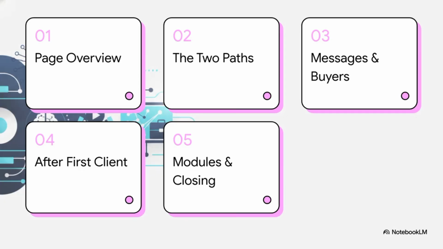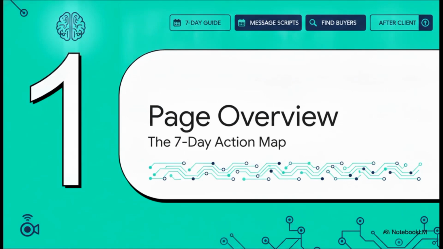Here's our roadmap for today. First, a quick page overview. Then, we'll explore the 2 paths available to you. After that, messages and buyers. Next, we'll look at what to do after your first client. And finally, we'll wrap the whole thing up with modules and closing. Simple enough? Let's go. Section 1, Page Overview.